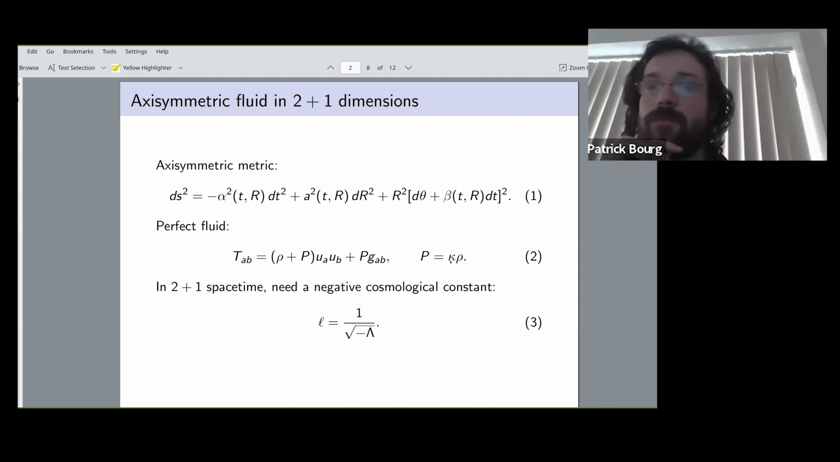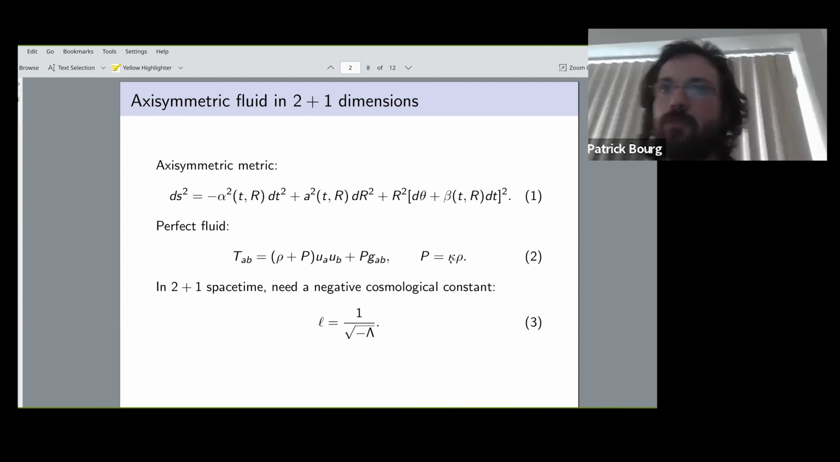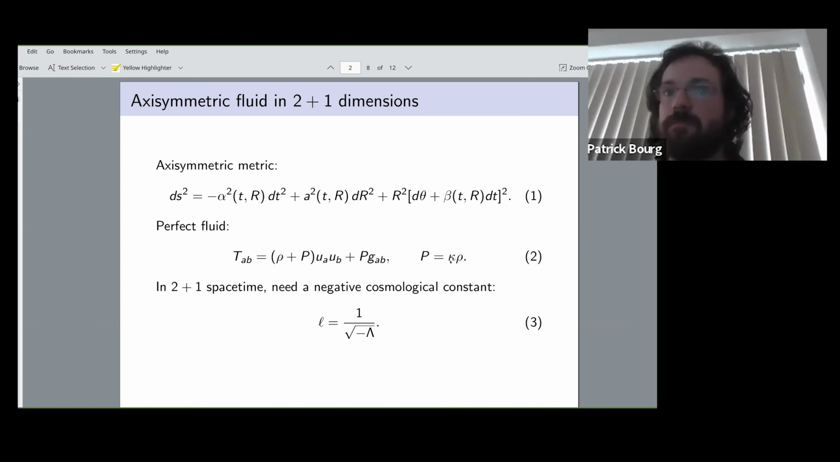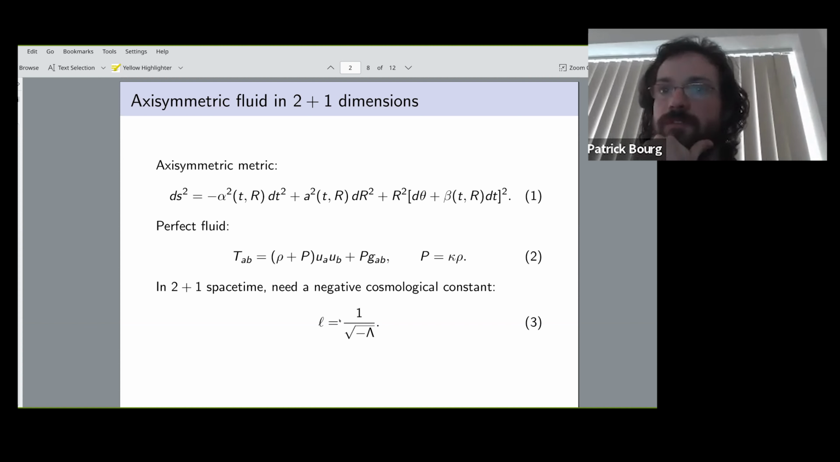Now, one drawback that comes with working in 2+1 dimensions, the price you have to pay for this simplicity, is that if you want to actually talk about collapse, it turns out that in flat space, whatever your initial data is, it will never collapse into a black hole. For this to work, you have to introduce a negative cosmological constant. That's basically the price to pay to work in 2+1 spacetime dimensions. So we'll be working with this parameter L, of dimension length, that parameterizes the length scale of anti-de Sitter.